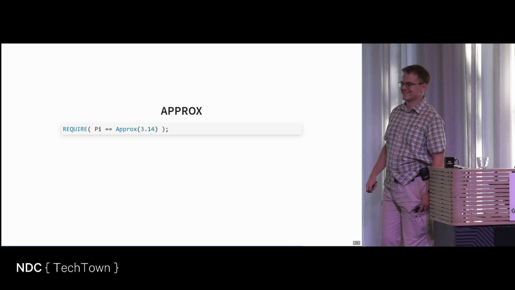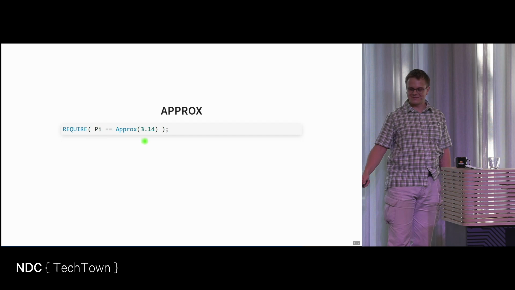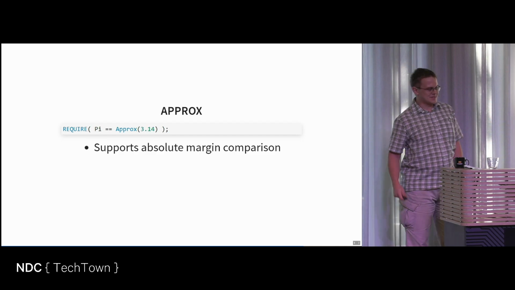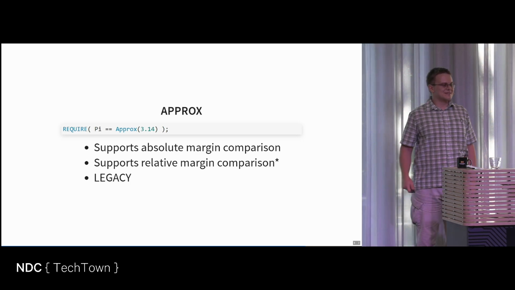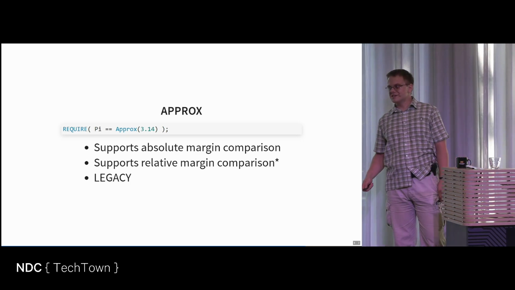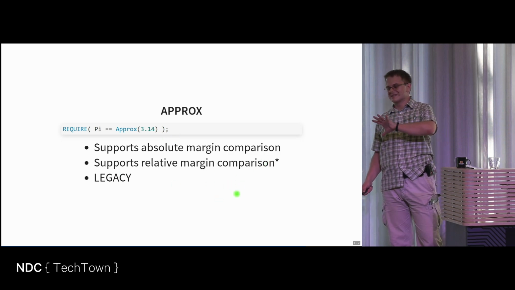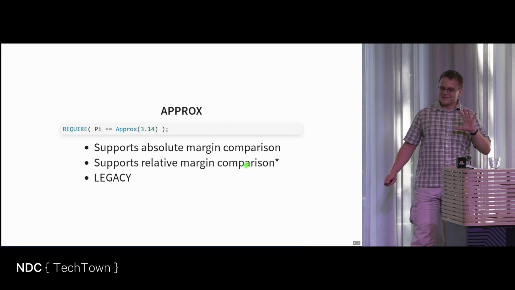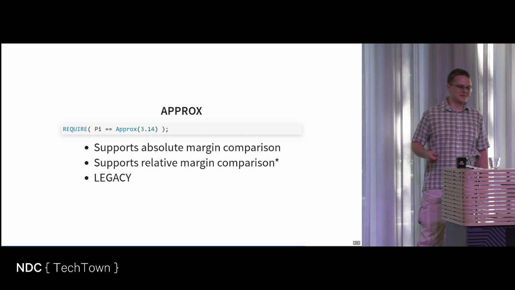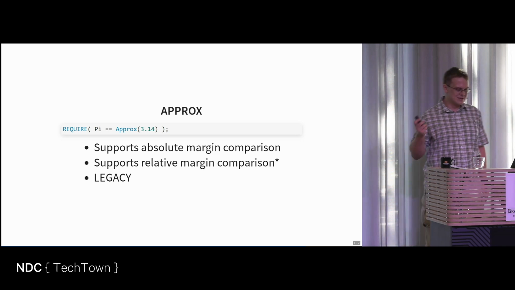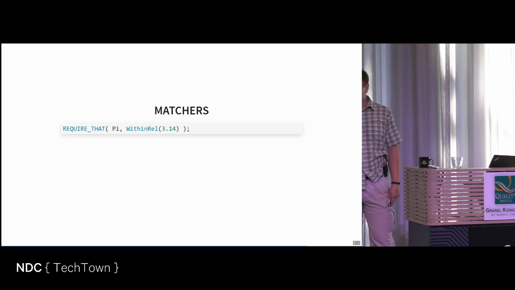Sorry. This is what it looks like. You say something is roughly approximate to something else. It's absolute margin comparison, relative margin comparison, and it's legacy, and you shouldn't be using it. The issue is that the relative margin comparison is this weird, non-standard comparison that's not something you can really reason about. What you should be using is matchers, because that looks like this.